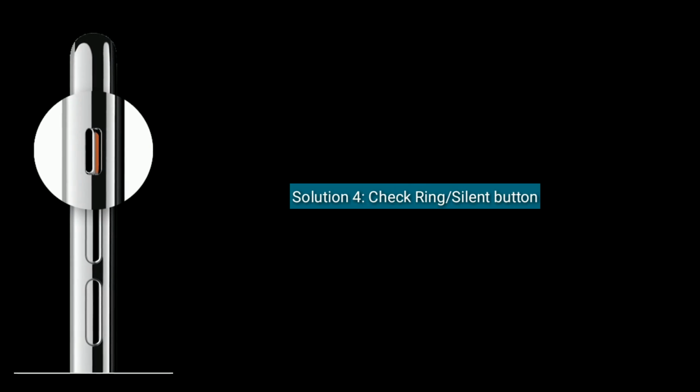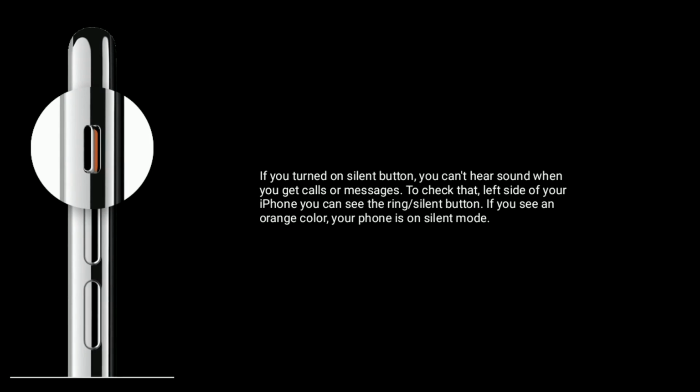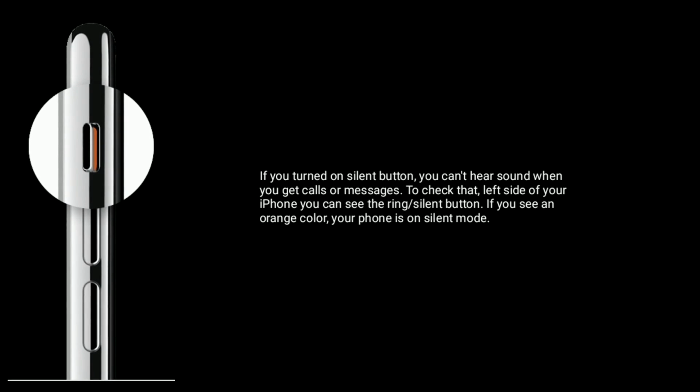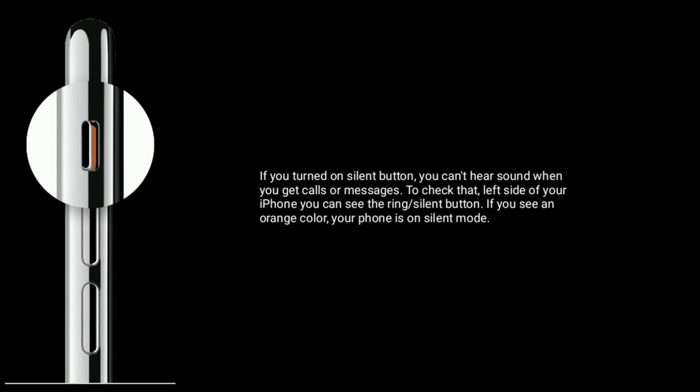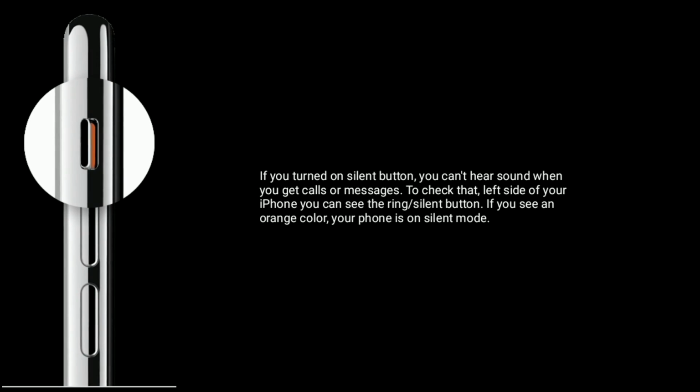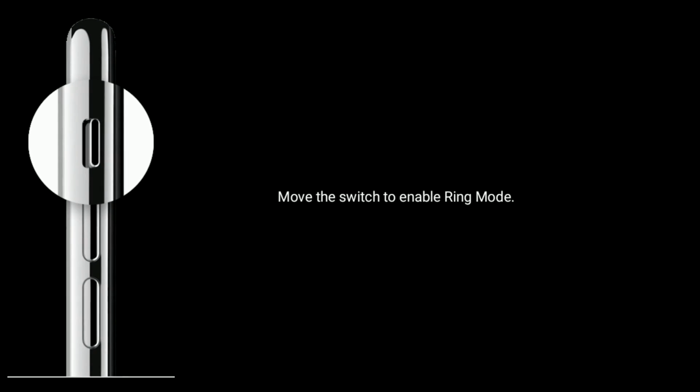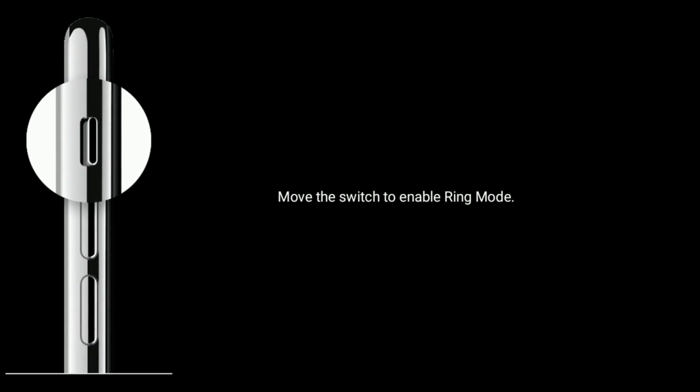Solution 4 is check ring or silent button. If you turned on silent button, you can't hear the sound when you get calls or messages. To check that, on the left side of your iPhone you can see the ring or silent button. If you see an orange color, your phone is on silent mode. Move the switch to enable ring mode.